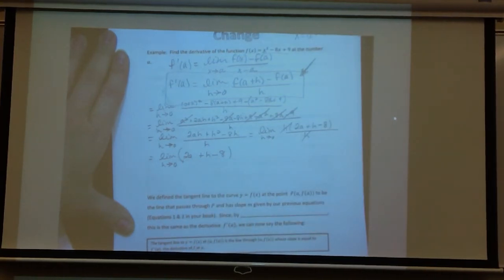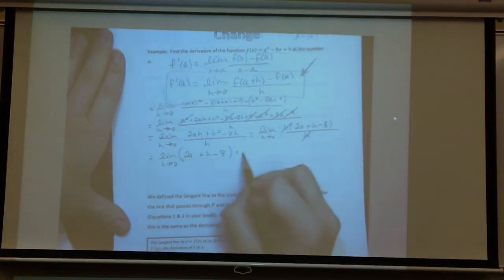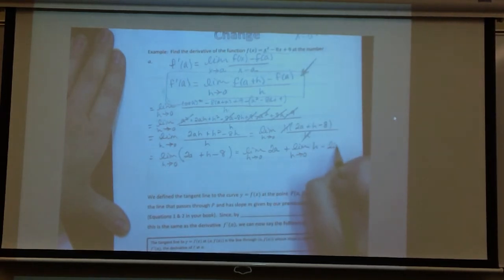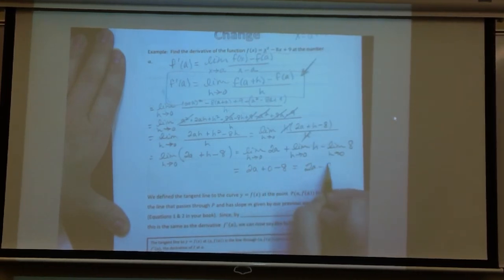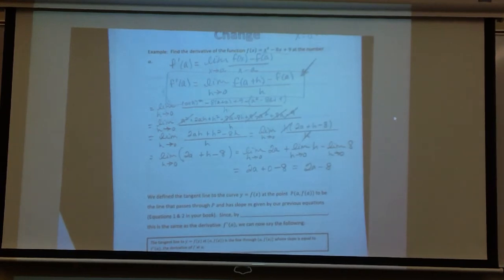I factored out an h. Then I divided it out. Here's my step that I skipped last time. You guys are used to me not skipping it, and then I skipped it and messed you all up. So, if they give us an a, you can figure it out.